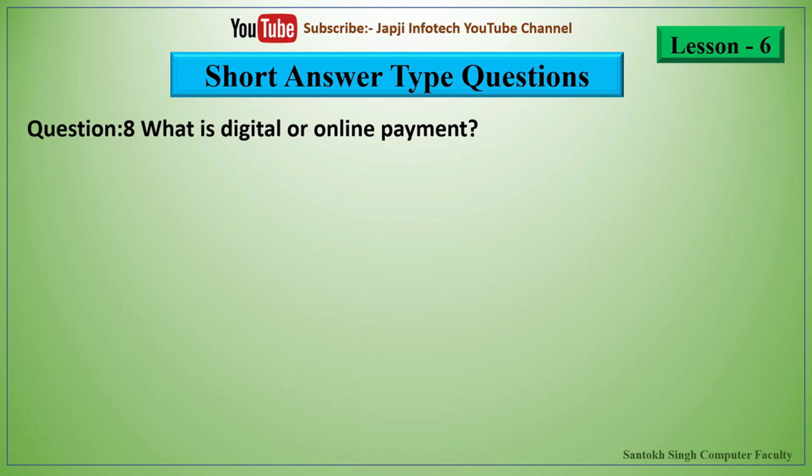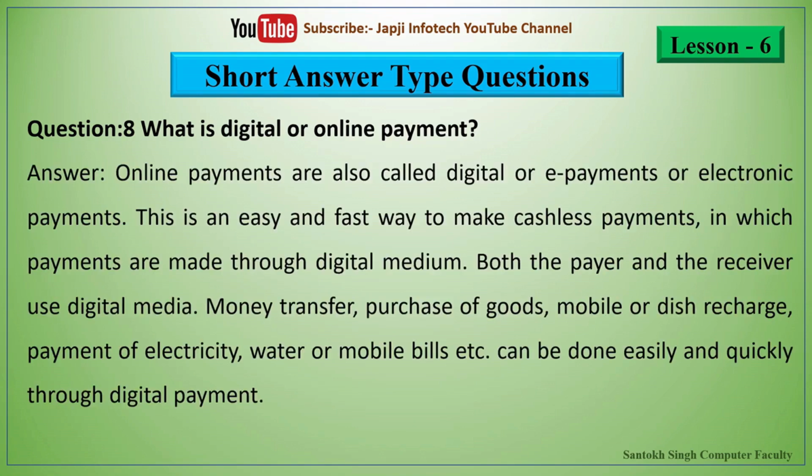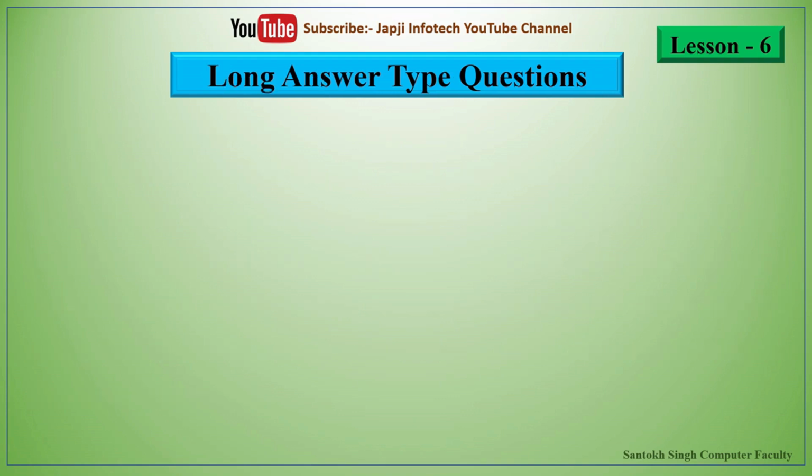So the eighth question is, what is digital or online payment? Online payment is also called digital payment, e-payment, or electronic payment. This is an easy and fast way to make cashless payments, in which payments are made through digital medium. Both the payer and the receiver use digital media. Money transfer, purchase of goods, mobile or dish recharge, payment of electricity, water or mobile bills, etc. can be done easily and quickly through digital payment.